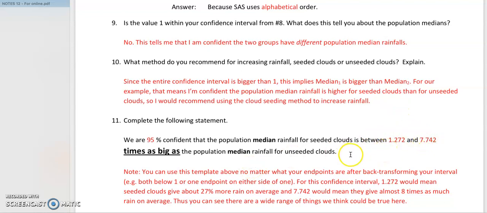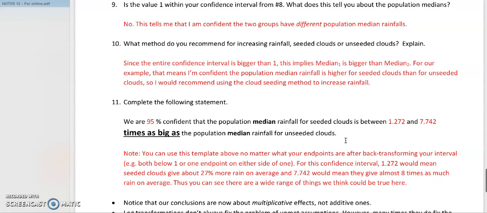So for example, if my confidence interval had been from 0.25 to 0.5, I could have said I was 95% confident the population median rainfall for seeded clouds is between 0.25 and 0.5 times as big as the population median rainfall for unseeded clouds. And if you say something is 0.5 times as big, it's another way of saying it's half as big. So this sort of structure still works for our conclusions.